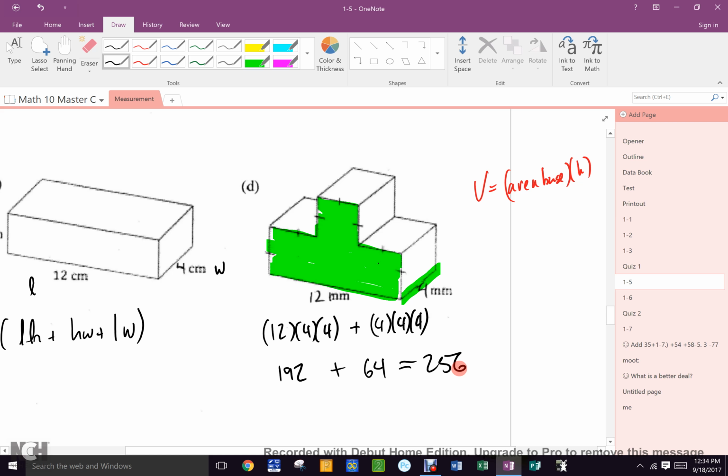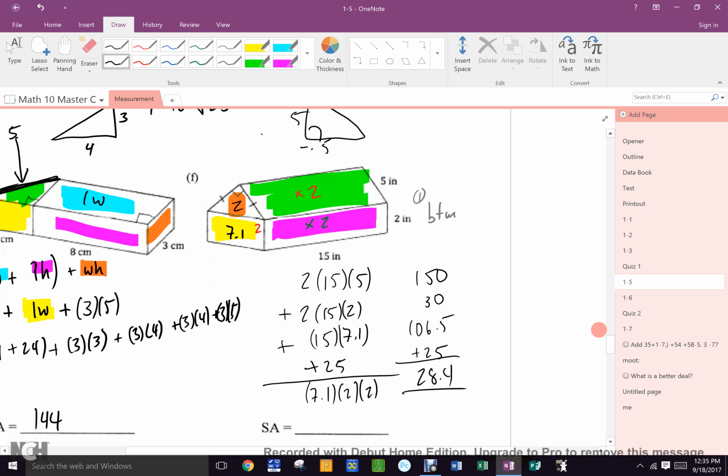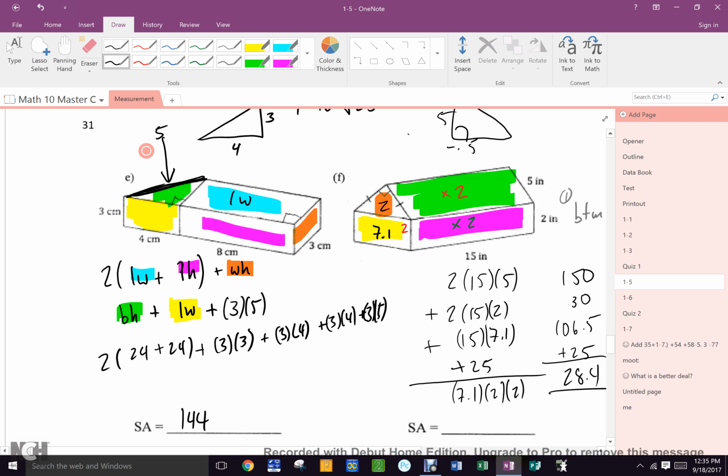Now watch what happens if you do my way. 12 by 4 is 48. 4 by 4 is 16. 16 and 48 is 64, right? Times 4 is 256. See how you get the same answer? And it comes into use when you are dealing with crazy shapes like this.